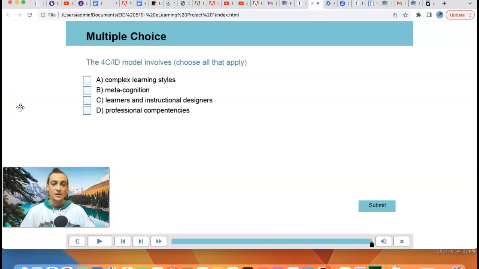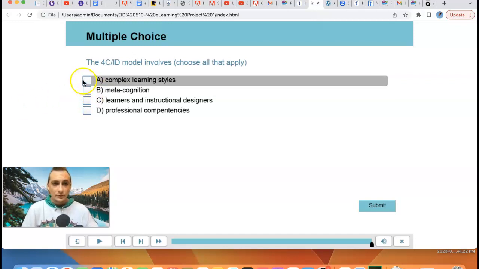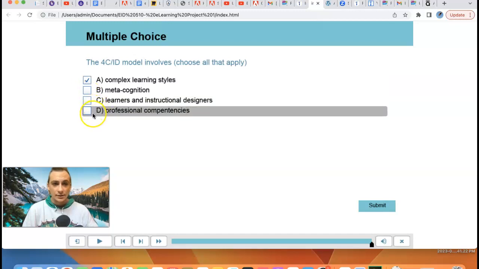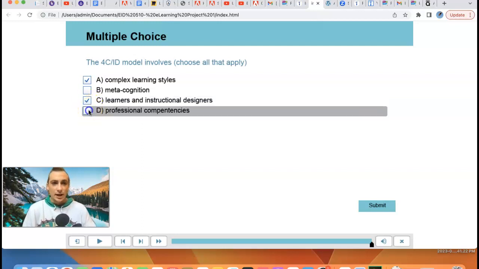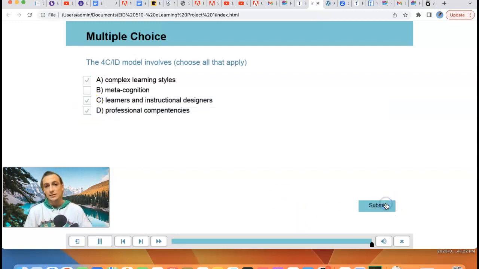Actually, there's a couple multiple choice questions, I think, to answer, so let's answer those. The 4C/ID model involves, choose all that apply: complex learning styles, learners and instructional designers, and professional competencies.